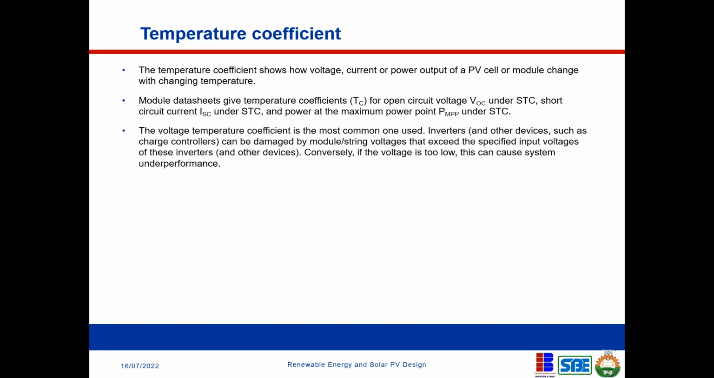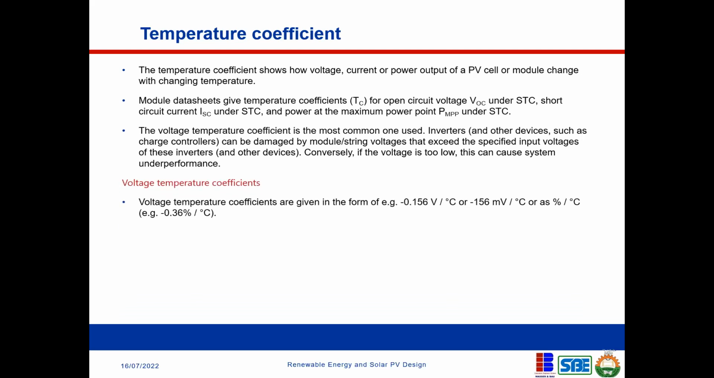So the voltage temperature coefficient is the most common one used. The reason it is the most commonly used is that temperature affects voltage a lot. It doesn't really affect the current, it affects the voltage a lot. So if the temperature is increasing, we need to know how much voltage we are losing. Inverters and other devices such as charge controllers can be damaged by module or string voltage that exceeds the specified input voltage of these inverters. Conversely, if the voltage is too low, this can cause system underperformance. And if the voltage is too high, it can damage the inverters.